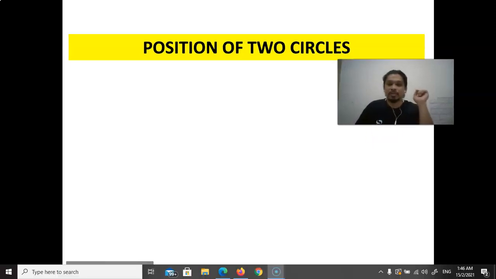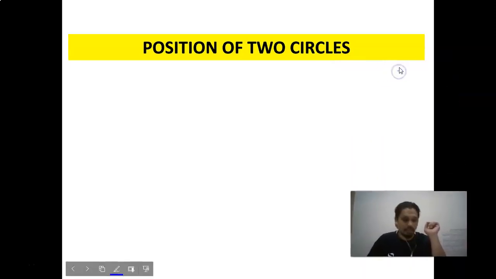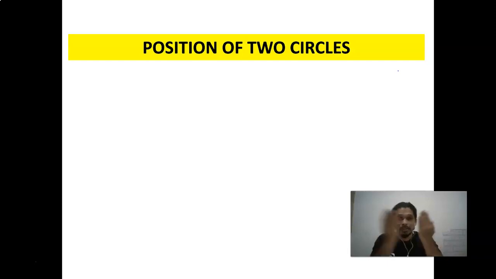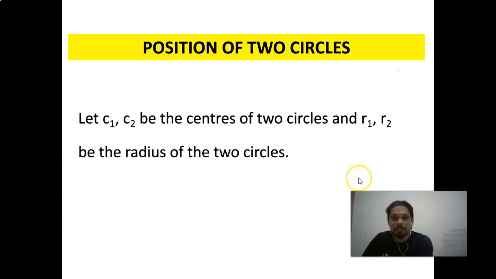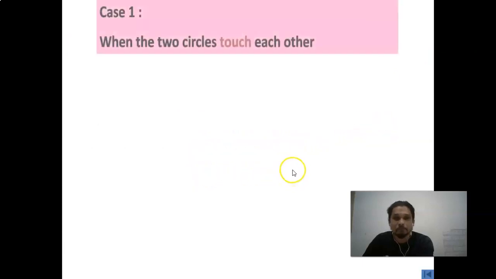So, position of two circles. In this explanation, when two circles, we can consider that they might intersect each other, or one of the circles is smaller than the other one, so the smaller might be inside and touch one point of the circle from inside, or touch the circle from outside. Now we look into the expressions one by one. Let C1, C2 be centers of two circles and R1, R2 the radii of the two circles.